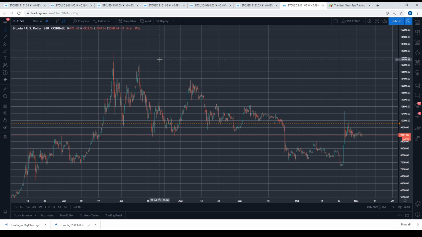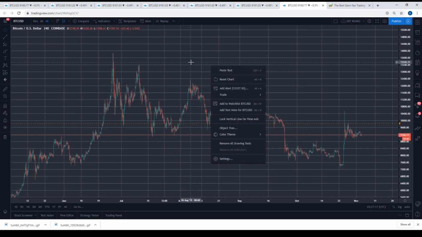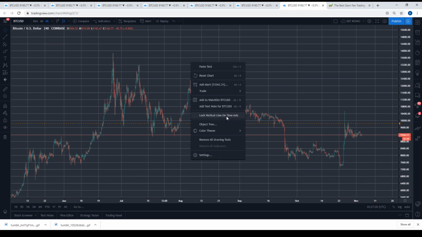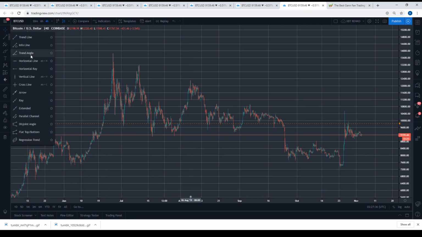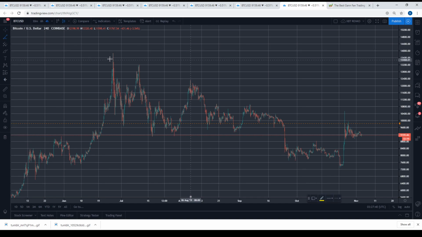Now, before I draw my chart, if you're new to drawing GANFan, you need to understand that you need to draw it precisely. So just to make sure, what you want to do is right click on your screen and press lock vertical line on time axis. This one right here, click that. Now what that will do is it will stop you from zooming vertically, okay? Now let's go over here. We need to pull up our trend angle tool. You choose a trend angle tool, and now you're ready to draw the fan.